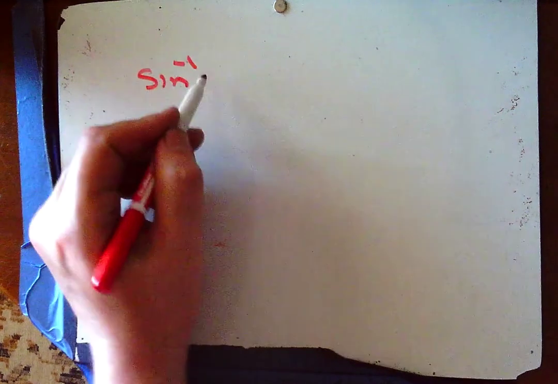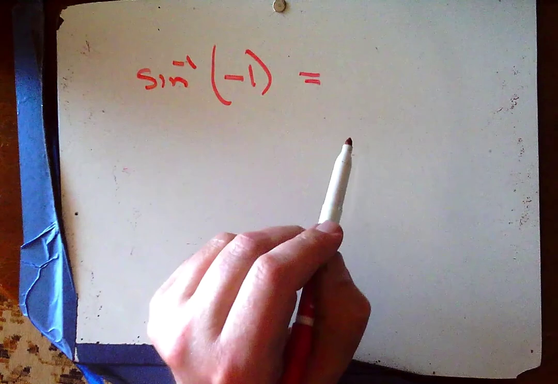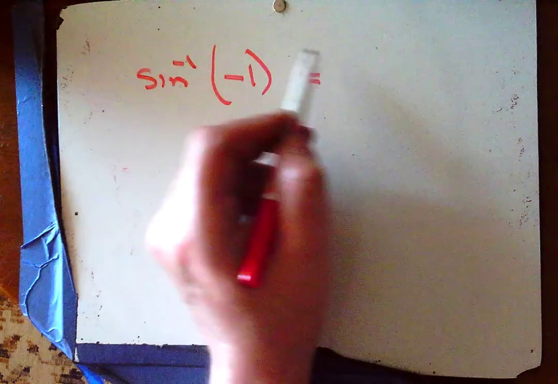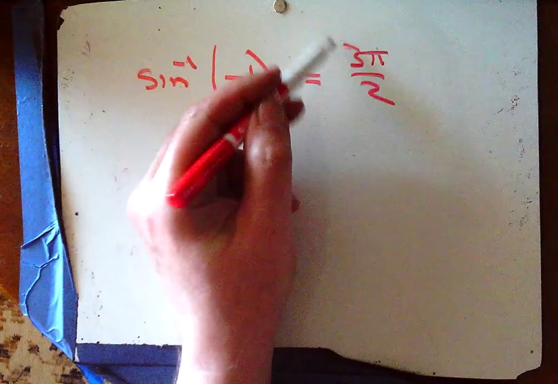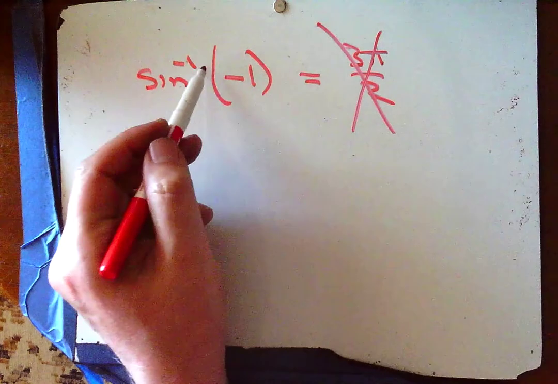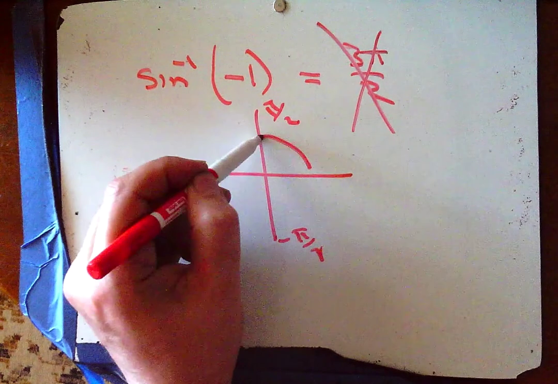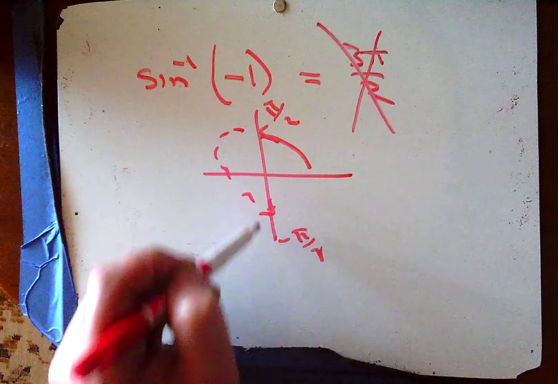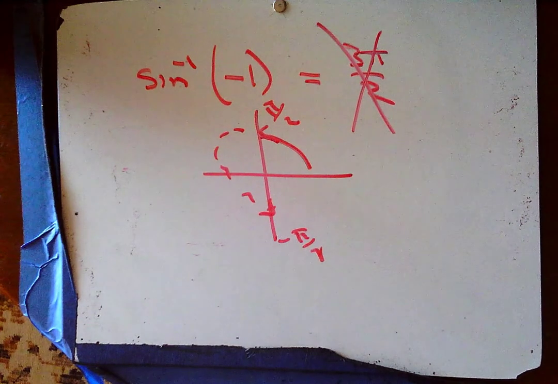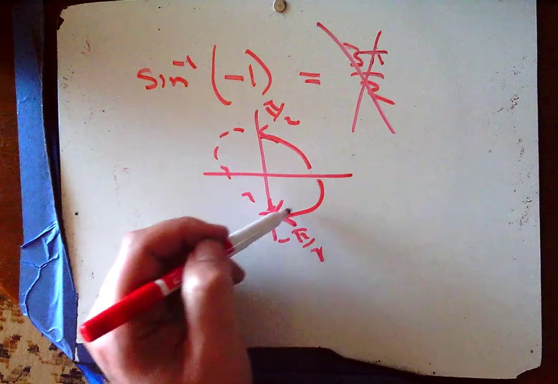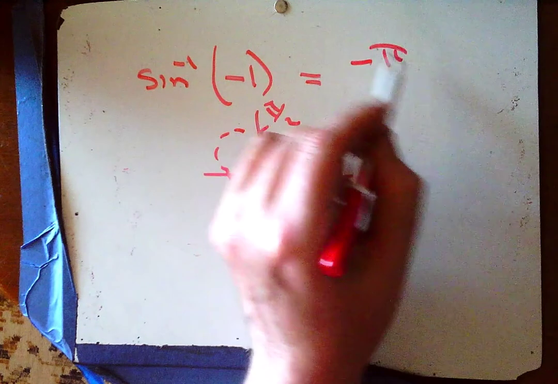How about this one? Sine inverse negative 1. 5, 4, 3, 2, 1. Did any of you say 3 pi over 2? I hope not, because that's outside of the restriction for inverse sine. Remember, our restriction goes from negative pi over 2 to positive pi over 2. We can't get past that to choose 3 pi over 2. I know the sine is equal to negative 1 at 3 pi over 2, but I need an answer that's within the restriction, so I have to go in the other direction, and so my answer is negative pi over 2. Pay attention to those details.